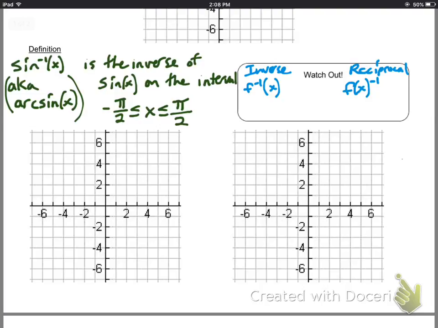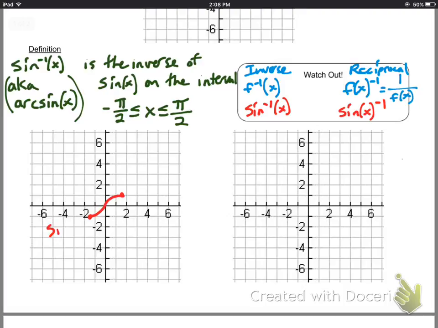Remember, f to the -1 of x, that's how we write the inverse. That's not the same as a -1 power. We call that a reciprocal. So remember, a reciprocal is when you do 1 over something. So with sine, the same is true. You won't see that too much, but just watch out for that. Make sure you're writing it like this, and that means the inverse function.